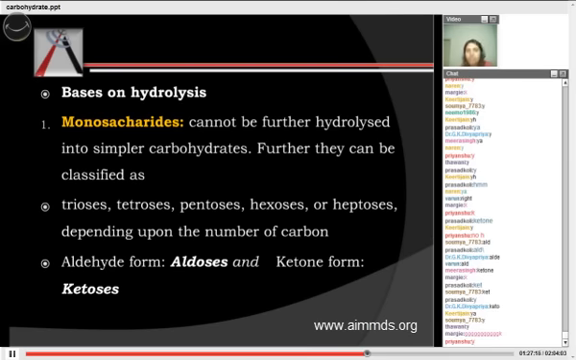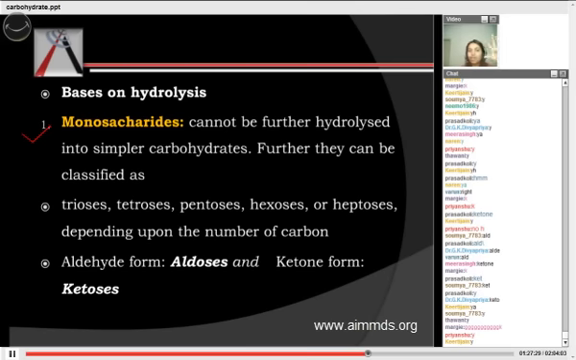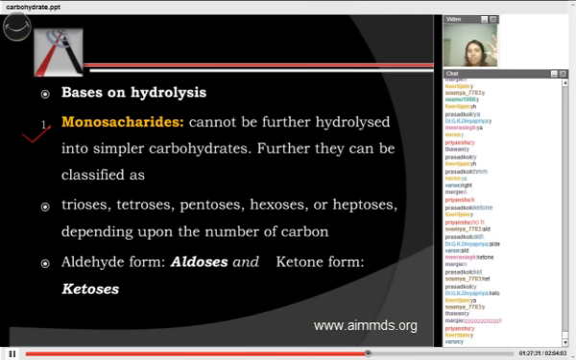Okay. Now, based on the hydrolysis, this part of the classification is simple, so I'll just brush through it fast. We all know what monosaccharides are. They are the ones which cannot be further hydrolyzed. In that, based on the number of carbon atoms, we have trioses, tetroses, pentoses, hexoses, heptoses. Hopefully you all know all these points, right?